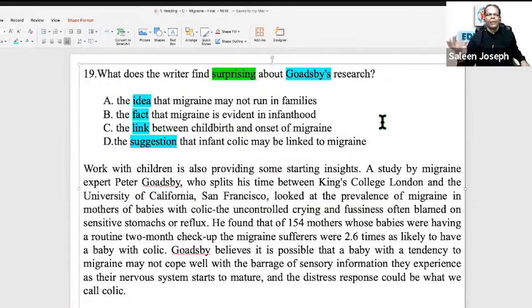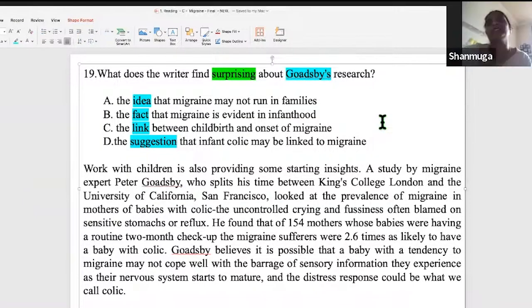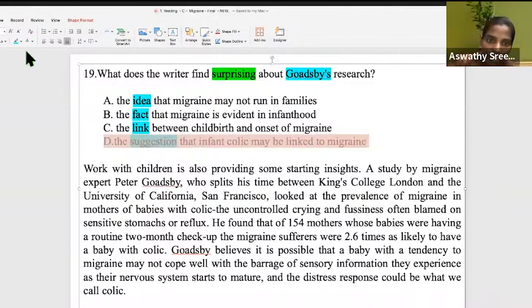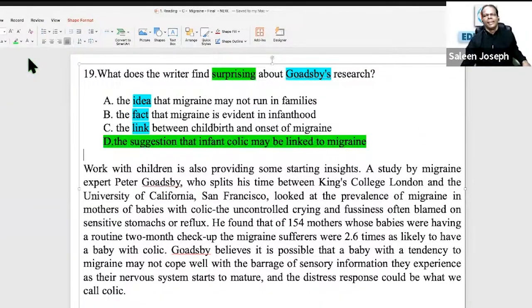So can it be an idea or a fact or a link or a suggestion? Suggestion. Possibility. Suggestion. It is only a prediction. Okay, need not be sure. Let's see, I have highlighted that. May be correct or may not be correct. The topic sentence.